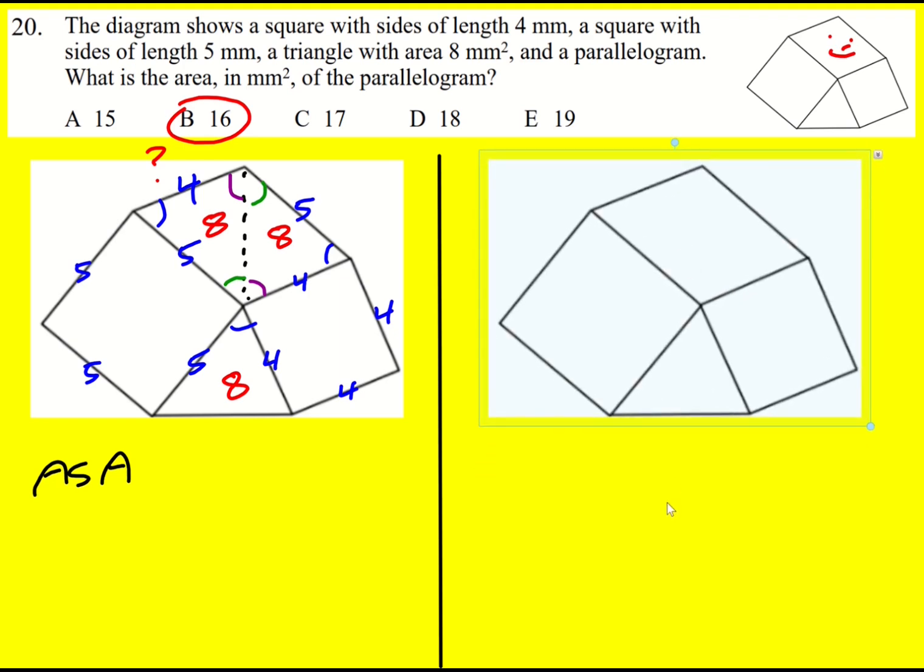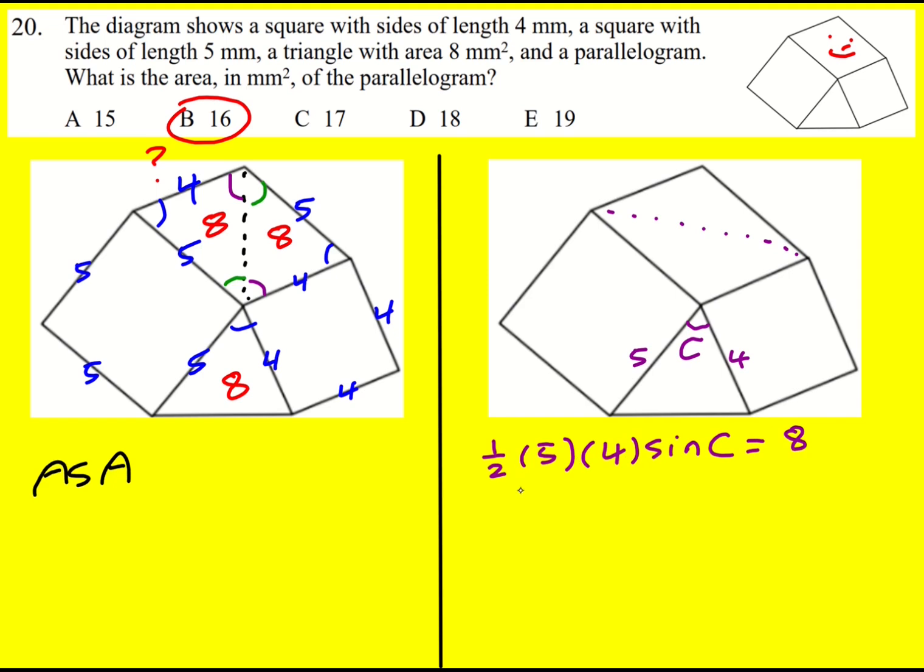Method 2 now, this is how I did it. I decided to split the parallelogram this way. And then notice that if I call this angle C, and this is 5 and 4, then I can use a half AB sine C to get the area of the triangle, which we know is 8. That becomes 10, so sine C is going to be 0.8.